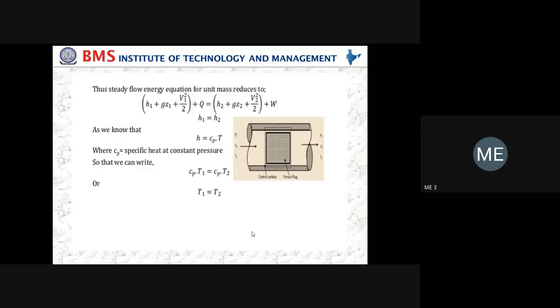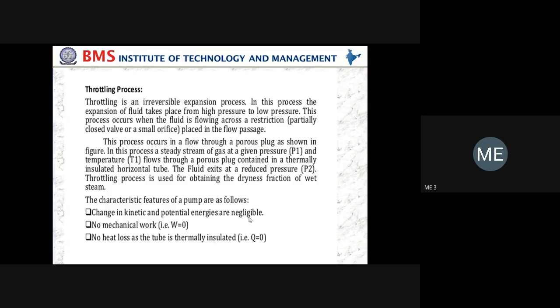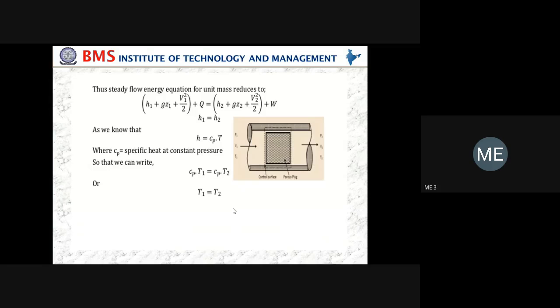Okay, throttling process. The throttling process we are going to study is nothing but our expansion process. We are going to study the throttling process in the case of the refrigeration process. We have four components: one is the compressor, second is the evaporator, third is the throttling valve, what we are discussing here, and one more is the condenser. These are the four devices we are going to use in refrigeration. Throttling devices mean reducing the pressure. It is like an expansion device.